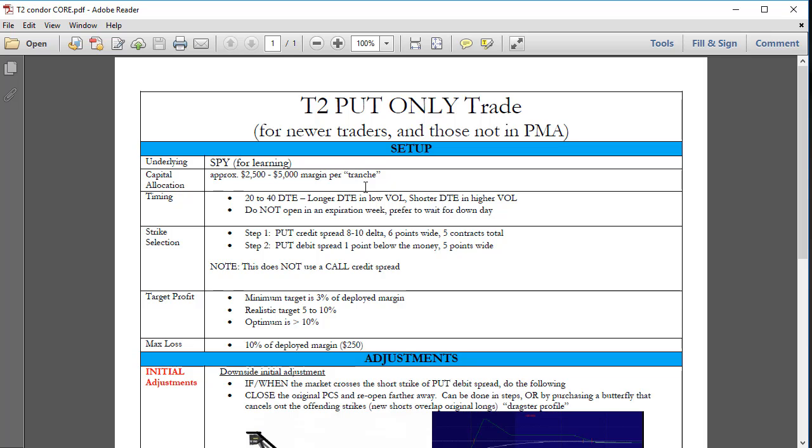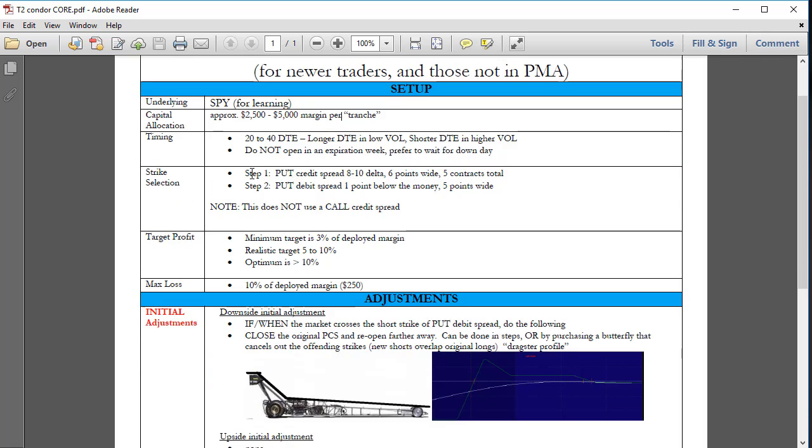All right, it's not an iron condor. It's not credit spreads. It's a credit spread and a debit spread together, and that's what makes it a put condor. All right, you can use it in the SPY, you can use it in SPX, in Russell, in NDX, in equities. You'll need to experiment with the different vehicles, but for learning, we're going to just stay in the SPY, and we'll deploy anywhere between $2,500 to $5,000 per tranche, so per unit, and that will give you the following setups, all right.